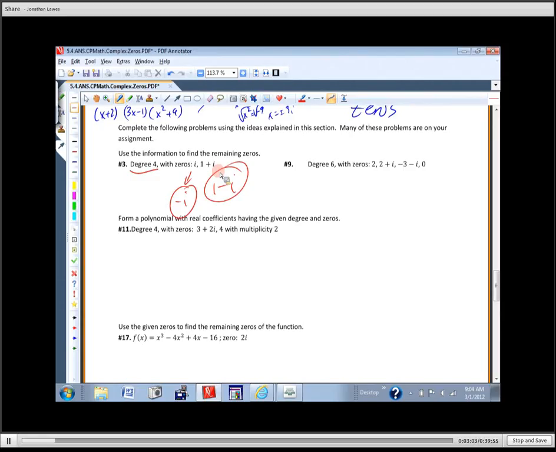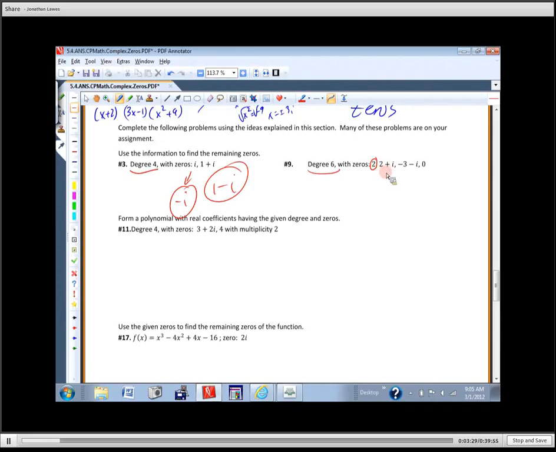Okay? Piece of cake. Then on number 9, it says we have a degree 6 polynomial. How many zeros will there be? 6. There will be 6 complex zeros. Now, they may not all be real zeros. They may not all be rational zeros, but there will be 6 complex zeros. So, let's see. 2. Does that help us at all? Other than the fact that that's one of them. They just told us one of them.